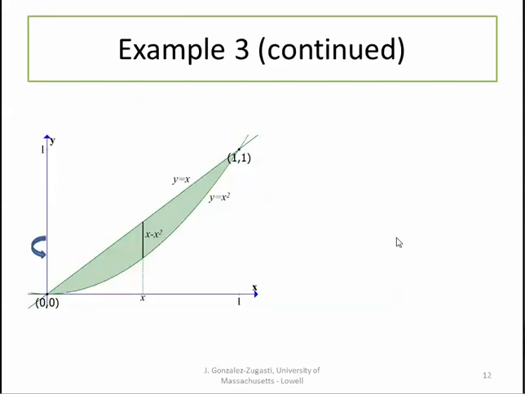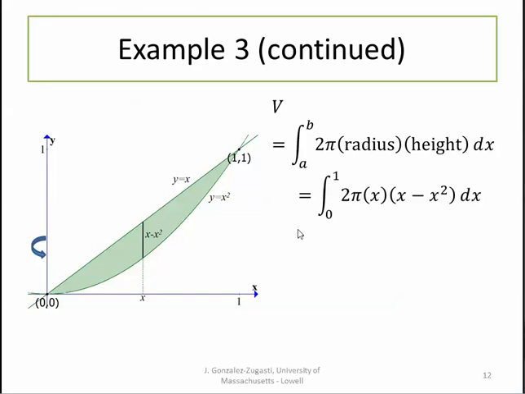So we set up our integral. It's the integral from 0 to 1, because that's how we're taking our slices, 2 pi times our radius times our height. So go ahead and pause the video, figure out what this integral is equal to, and then come back. And when you're done, you should have gotten that this was equal to pi over 6.